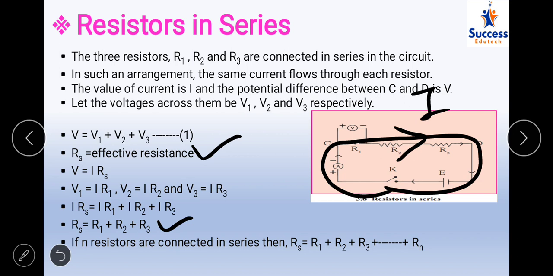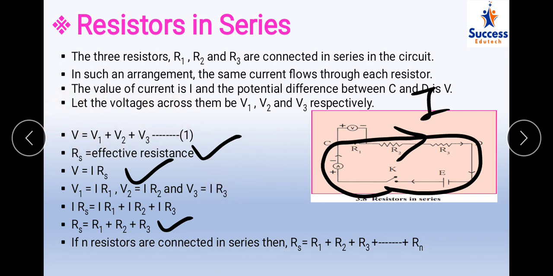So here, according to Ohm's law, the total resistance is Rs, and the total potential difference across R1, R2, R3 is V, where V is V1 plus V2 plus V3. So according to Ohm's law, V is equal to IRs. V1 is IR1, V2 is IR2, and V3 is IR3, because the current is I throughout R1, R2, R3. Voltages are V1, V2, V3, and resistances are R1, R2, R3. Simply apply Ohm's law.